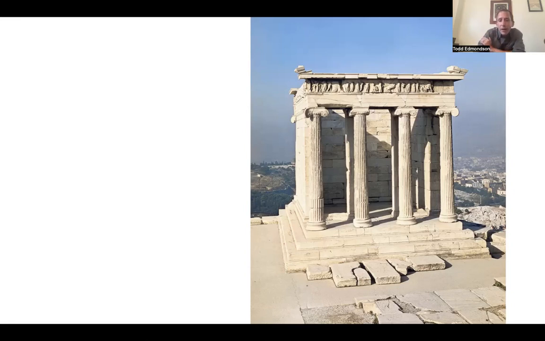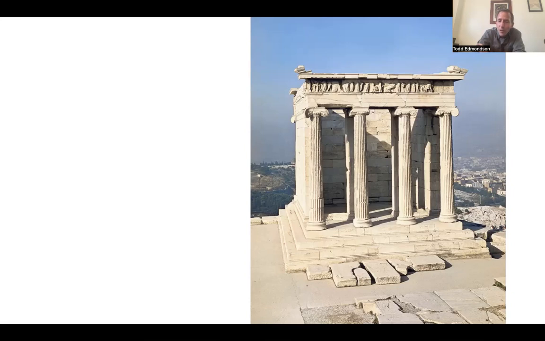Note you have the Ionic columns here, but in addition to columns, you have what are called pilasters, which are sort of fake columns. These columns here are not necessarily holding up anything. They're not necessarily bearing the load. These ones to the far left, in fact, it's the wall that's bearing the load here, and the column is not really supporting anything. It's there more for decoration.